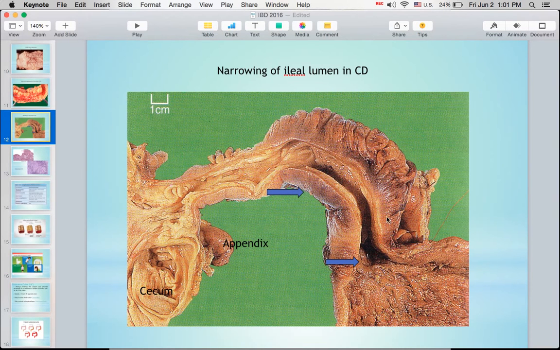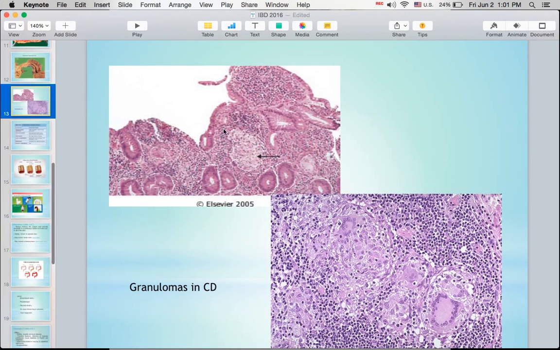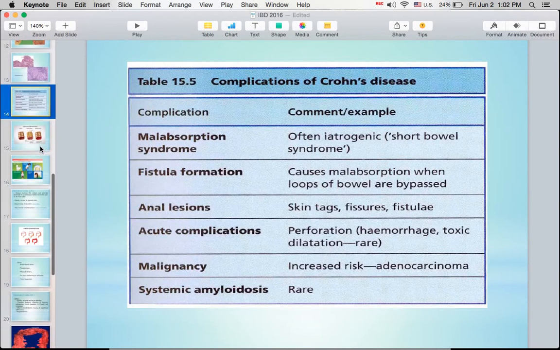As you can see, the lumen over here, if you're going to compare it to the lumen over here, it's quite narrowed. So this is the lumen of the ileum that is narrowed during the inflammatory process in Crohn's disease. This is the non-caseating granuloma. This is cryptitis. You can see a lot of neutrophils because at the end of the day, it's just an inflammatory process. So all the inflammatory traits are going to be found in these microscopic specimens.